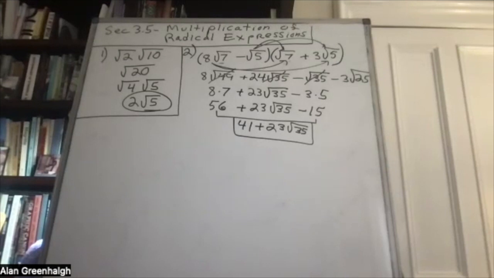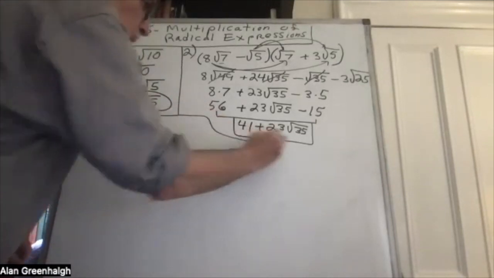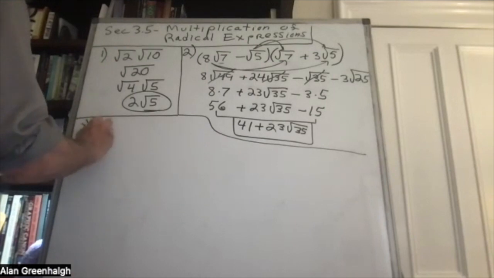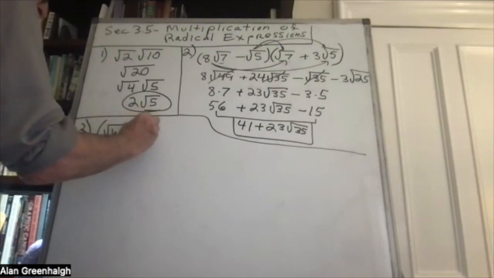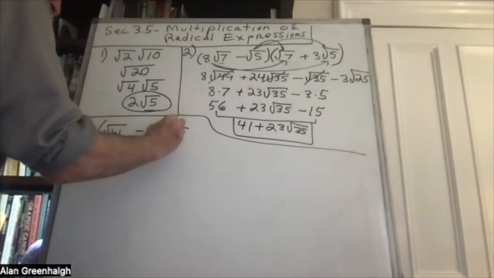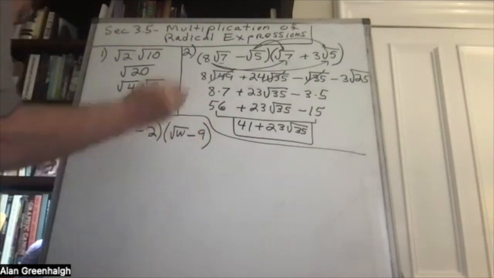Okay, next problem for you to try. Problem 3. The square root of W minus 2 times the square root of W minus 9. Let's see if you could do that.